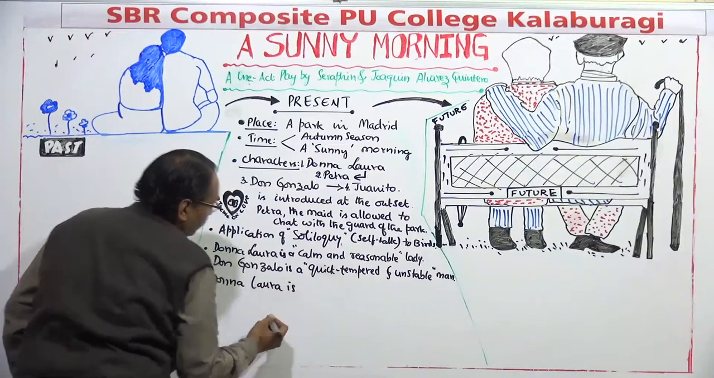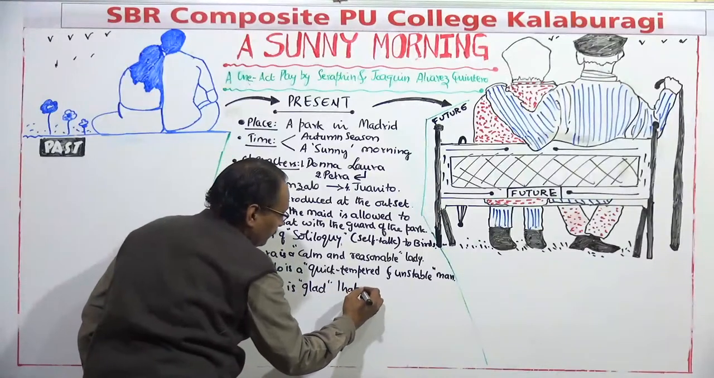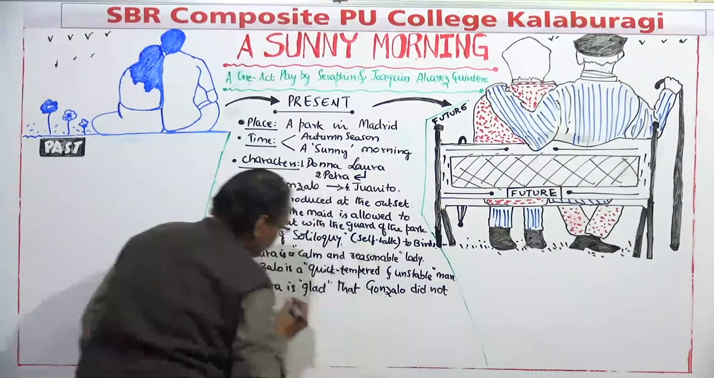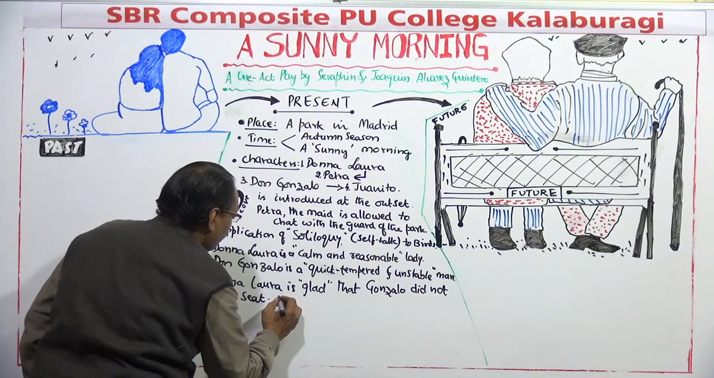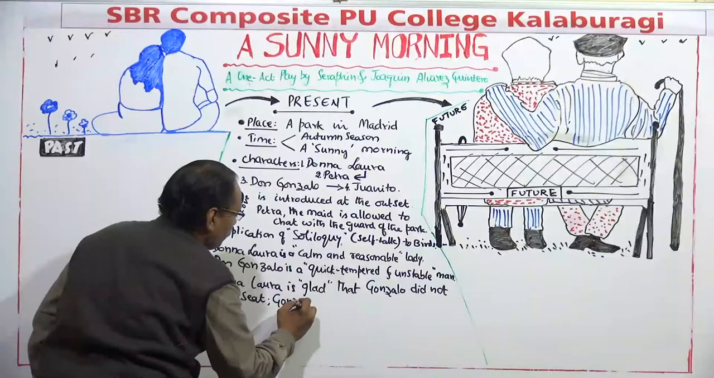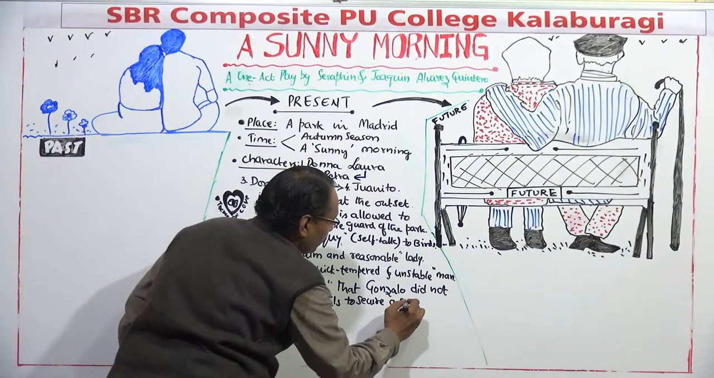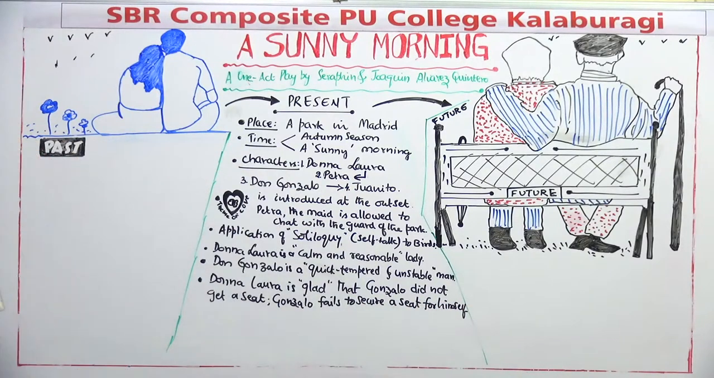So what happens here is, Donna Laura is glad. This is the word used by the playwright. She is glad that Gonzalo did not get a seat. Gonzalo fails to secure a seat for himself. He really works a lot to get a particular seat, but the ultimate thing is that he fails to secure a seat.